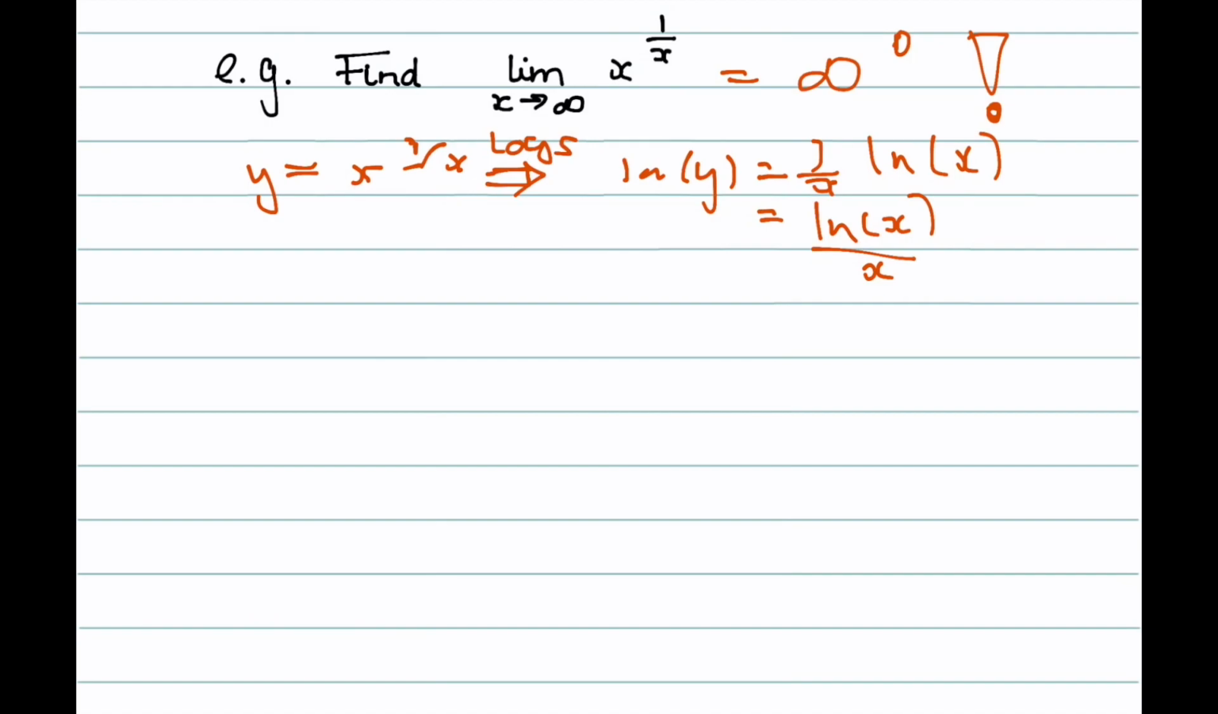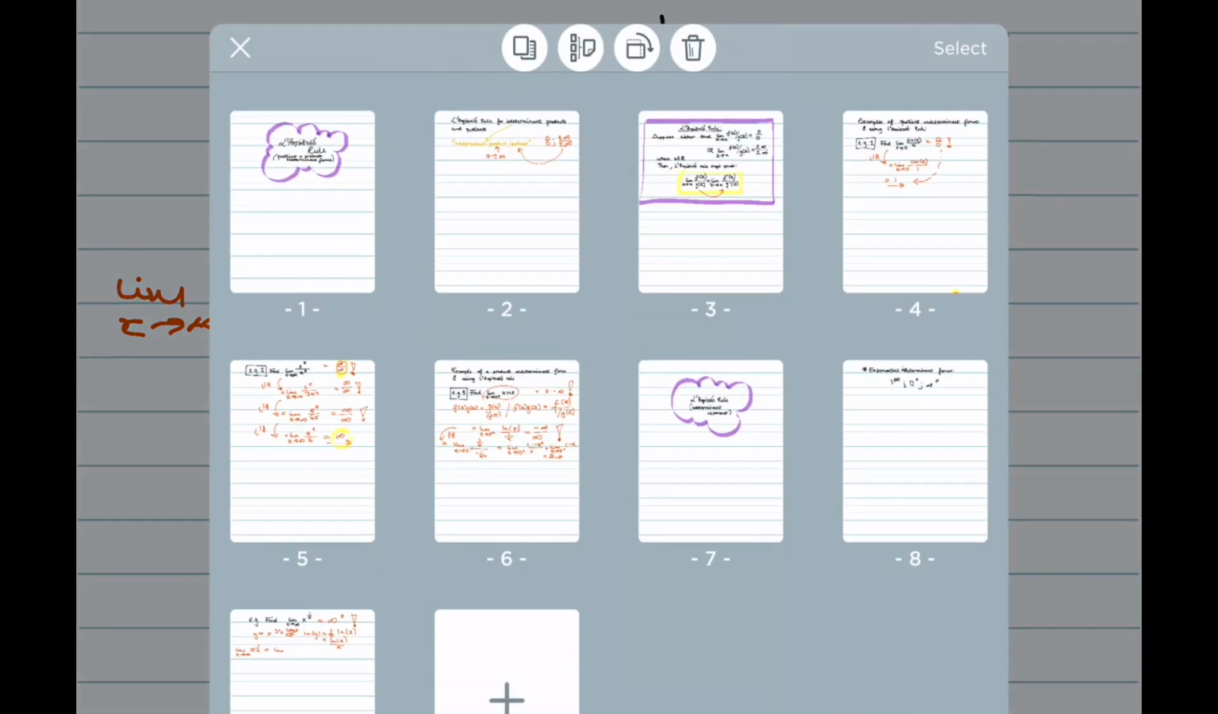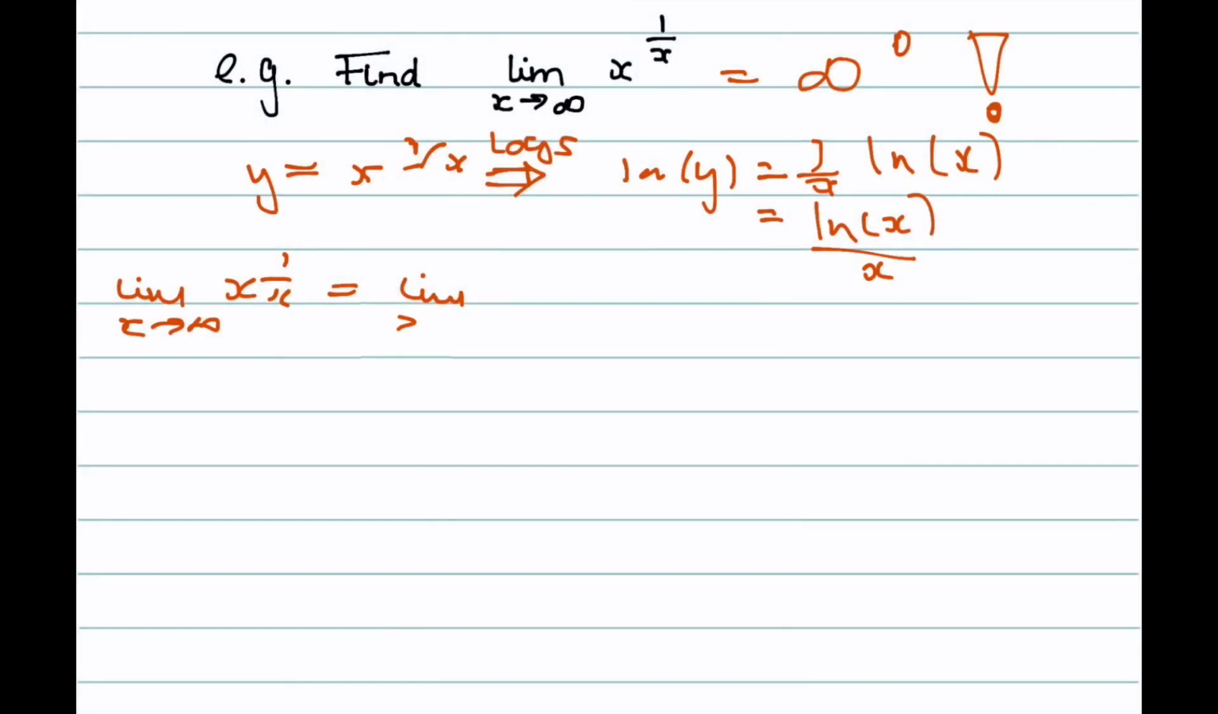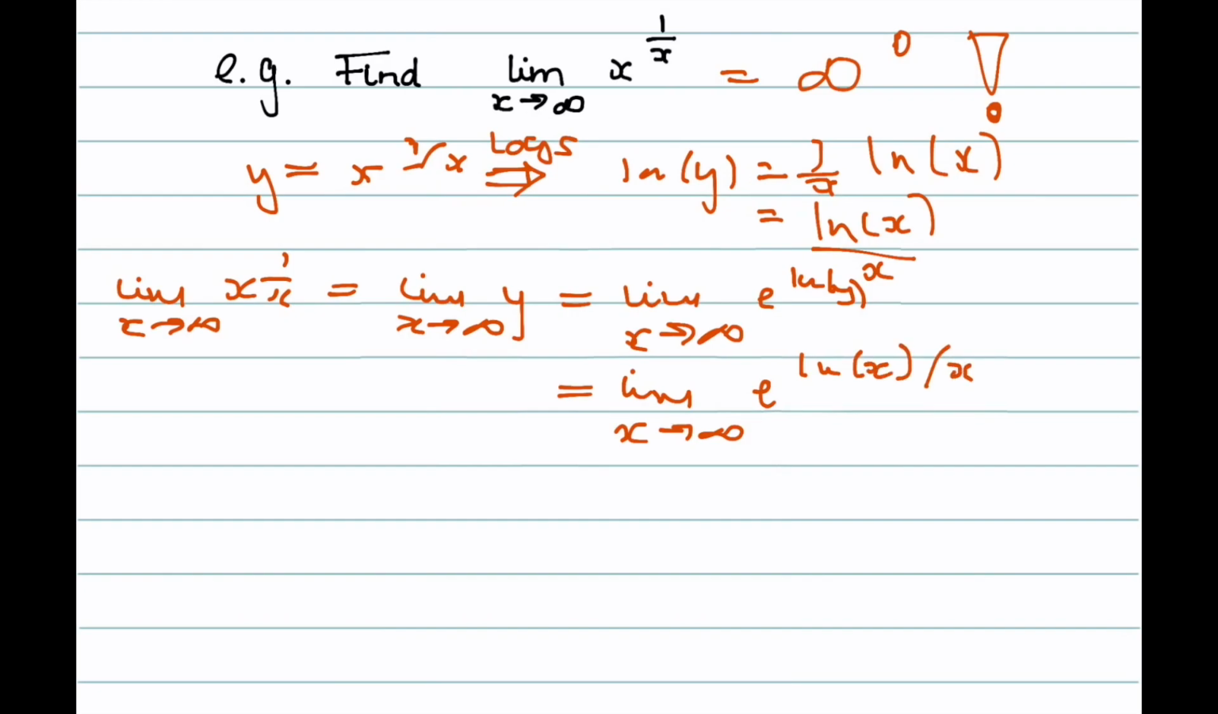Now our limit becomes the limit as x goes to infinity of x to the 1 over x, which will be our limit as x goes to infinity of y, which is equal to the limit as x goes to infinity of e to the ln of y using log laws, which is equal to the limit as x goes to infinity of e to the ln x over x.